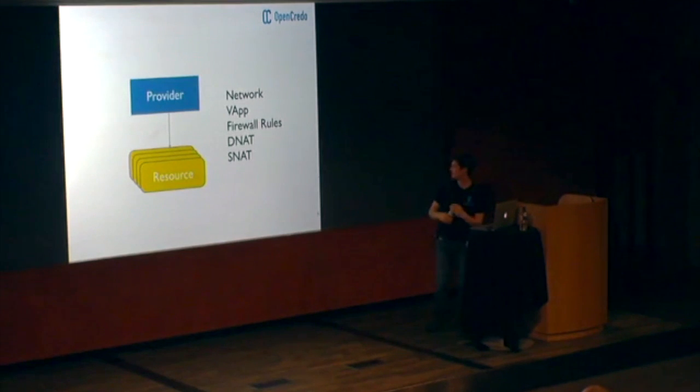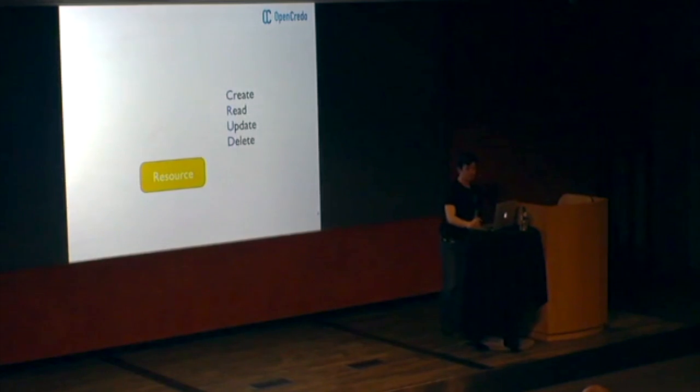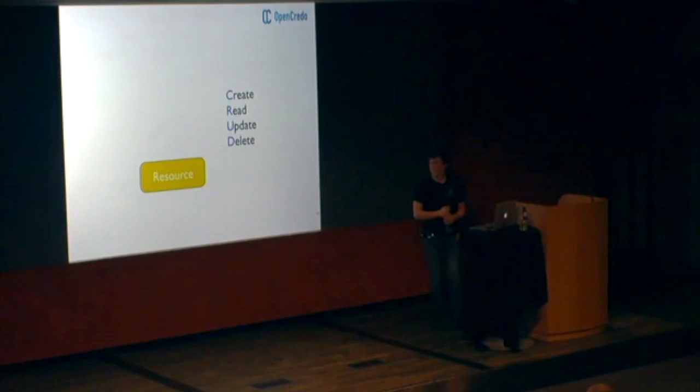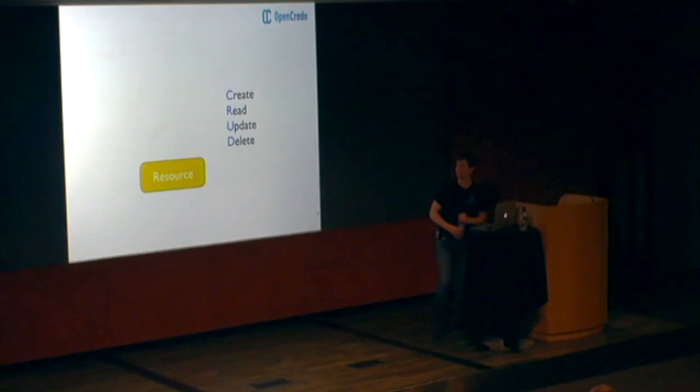When looking at resources, as I described before, we want network, vApp, firewall rules, destination NAT, and source NAT. Each of these resources, as well as having schema, will also define how they do standard CRUD operations. Each of these are required other than update. If you have defined your resource schema with every field being force new, you've said there's nothing that can be updated, so you don't need to provide an update function.